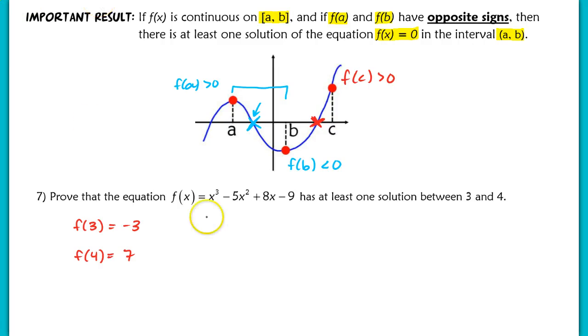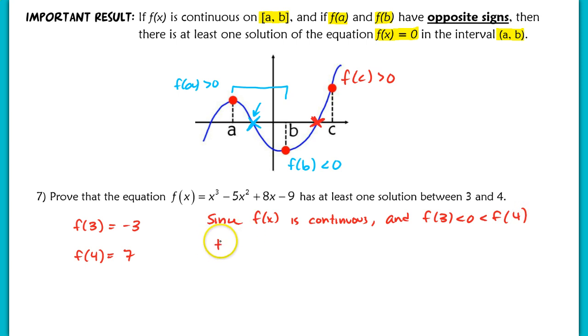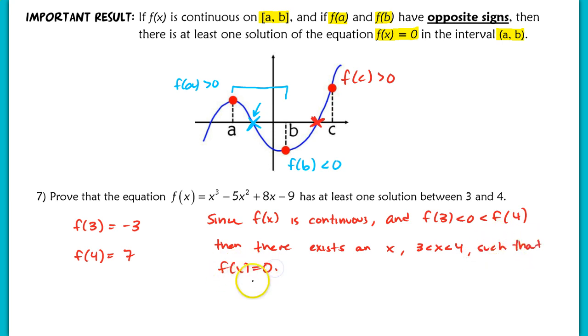So again, we would prove this by saying that since our function is continuous, and we can also see that f of 3 is less than 0, which is less than f of 4, then there exists an x, so this x is between 3 and 4, such that f of x is equal to 0. In other words, you've got a solution between 3 and 4.